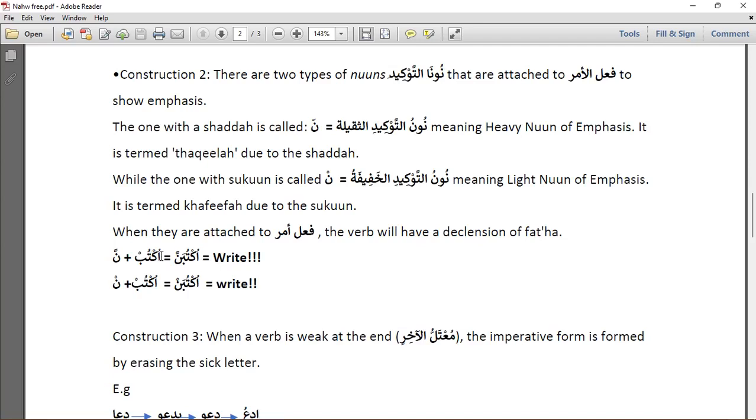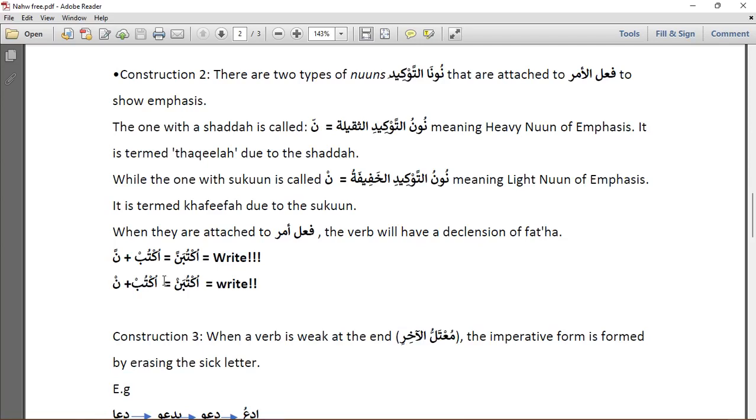So when we have our uktub, add nunul mushaddada, nunul thaqila. Add it to the uktub. We have what? Uktubanna. So that is what? With great emphasis. So the emphasis of nunu tawkid ath-thaqila is greater than that of nunu tawkid al-khafifa, and al-khafifa is greater than the normal imperative word.